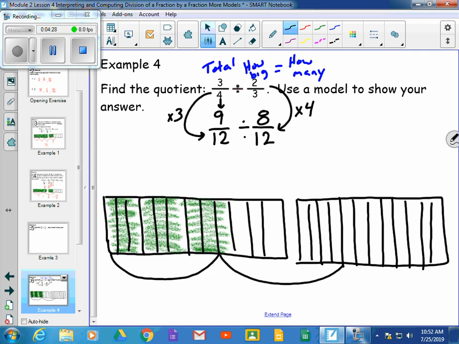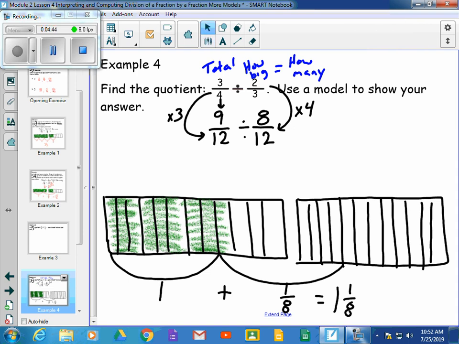And if I look, this is one whole group, 8 out of 8. And this is 1 out of those 8. If I put that together, my final answer is 1 1/8, which is what we got when we solved, when we kept it, changed it, and flipped it.